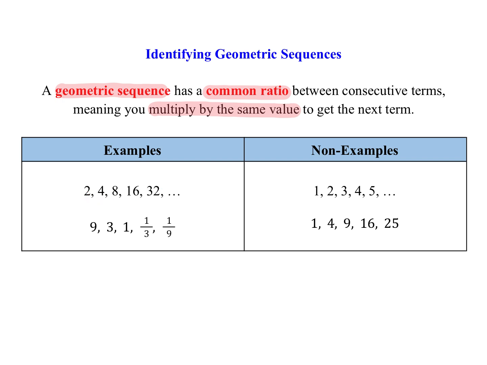So here's a couple examples. We saw part of this in the warm-up. Times 2, times 2, times 2, times 2. Times 1/3, times 1/3, times 1/3, times 1/3. Here's some non-examples. So this one, 1, 2, 3, 4, 5. We're just adding a term, so that'd be arithmetic. This one, 1, 4, 9, 16, 25. So these are perfect squares. But again, even though there is a pattern to it, it would not be considered a geometric sequence.